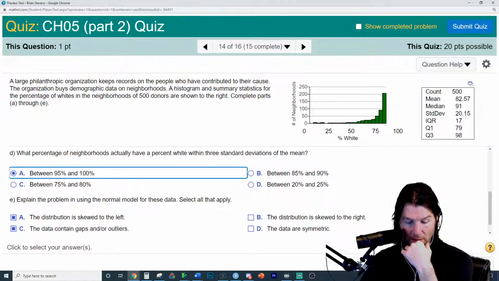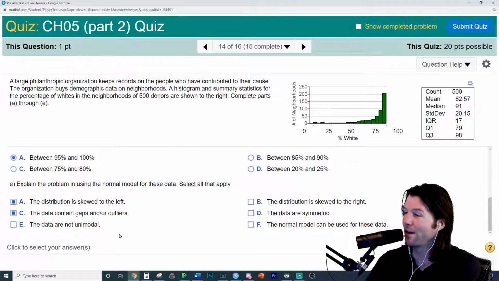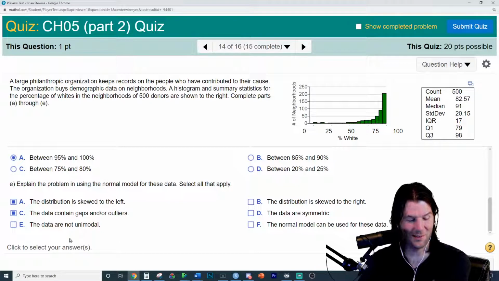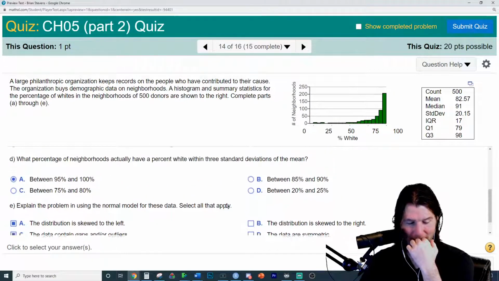Really? Is it really that one? Oh my gosh. Wait, did I miss a question? Now that's not fair. That's just not fair. Wait, my brain. Explain the problem. I told you I don't like this question.